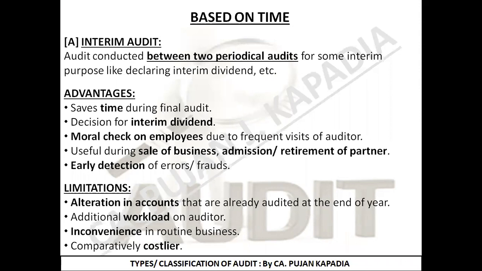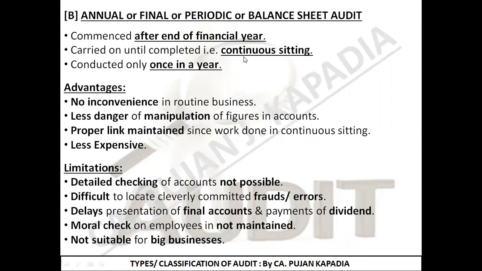The second classification was based on time, under which broadly we had covered two important types of audit. One was interim audit, that is, audit which takes place between two periodical audits. And second was the annual audit, that is, basically commenced after the end of the financial year, completed in a continuous sitting, and conducted only once in a year.